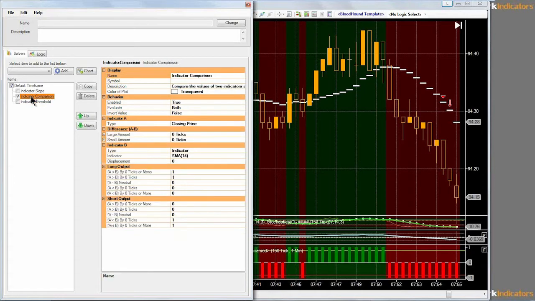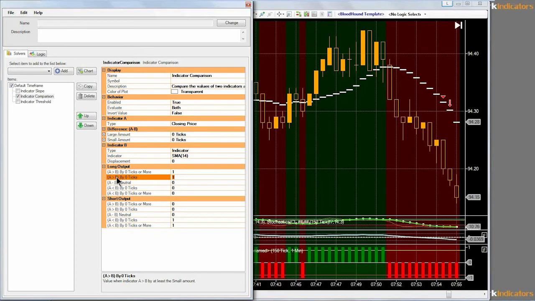I can see the description field didn't change, so let me check that real quick. There we go. So what we're looking at is when A is indicator A, which is the closing price, and the closing price is greater than B, which is our SMA, by 0 ticks, we want an output, or we're going to get 100% confidence.